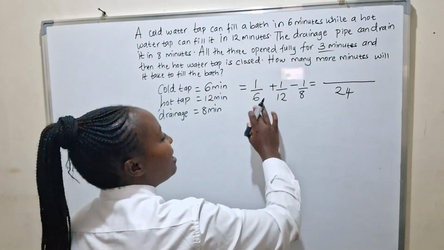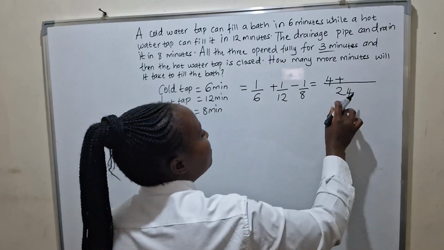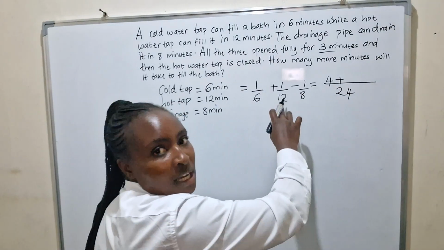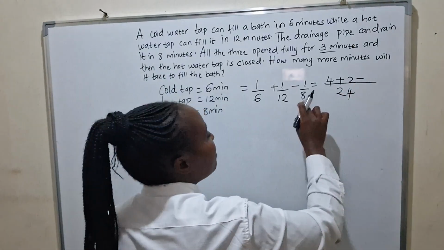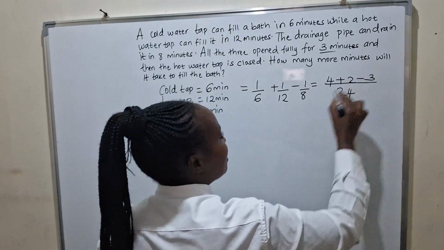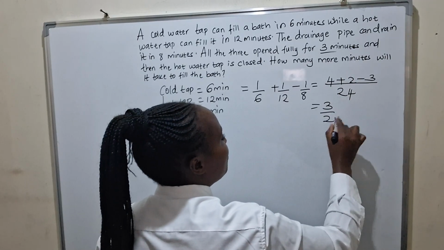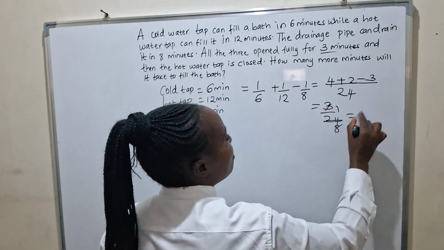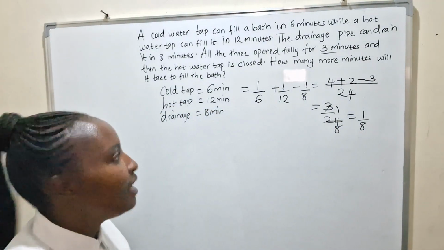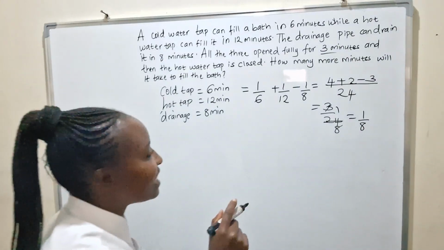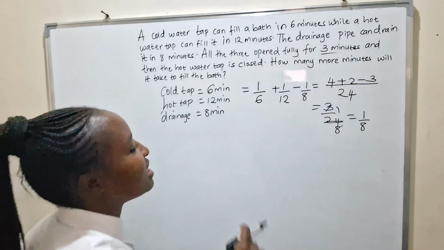So 24 divided by 6 is 4, times 1, that is 4. You add 24 divided by 12, which is 2, times 1, that is 2. Then you subtract 24 divided by 8, which is 3. So you get 6 minus 3, that is 3/24, which is 1/8. So you find that if all taps are opened for 1 minute, the bath will be 1/8 full, okay? So you will have water 1/8.